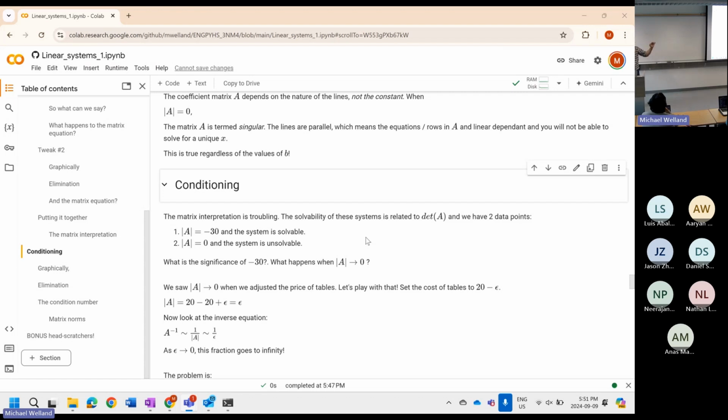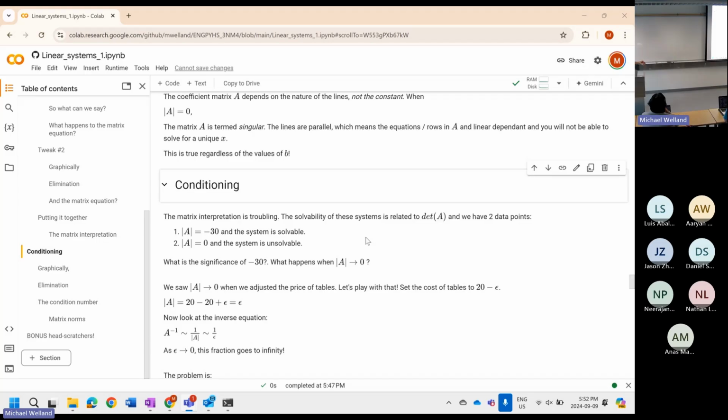Let's do a first order approximation, which means everything is aligned because we're engineers. And we have two data points here. When the determinant is 0, fail. When the determinant is minus 30, works. So this is kind of weird behavior. Usually you would expect a smooth sliding scale, not a Heaviside function here. Do you call it Heaviside function or step function? Both? Same thing.